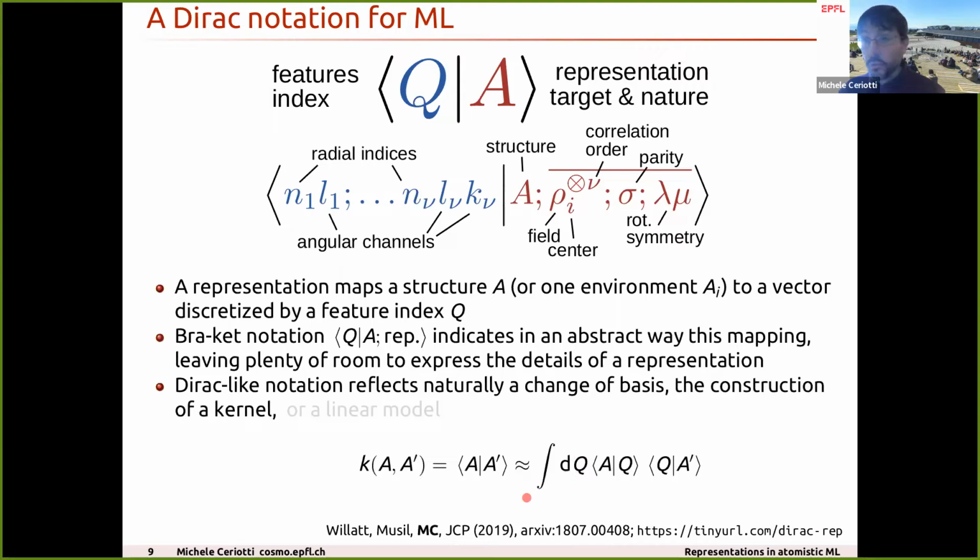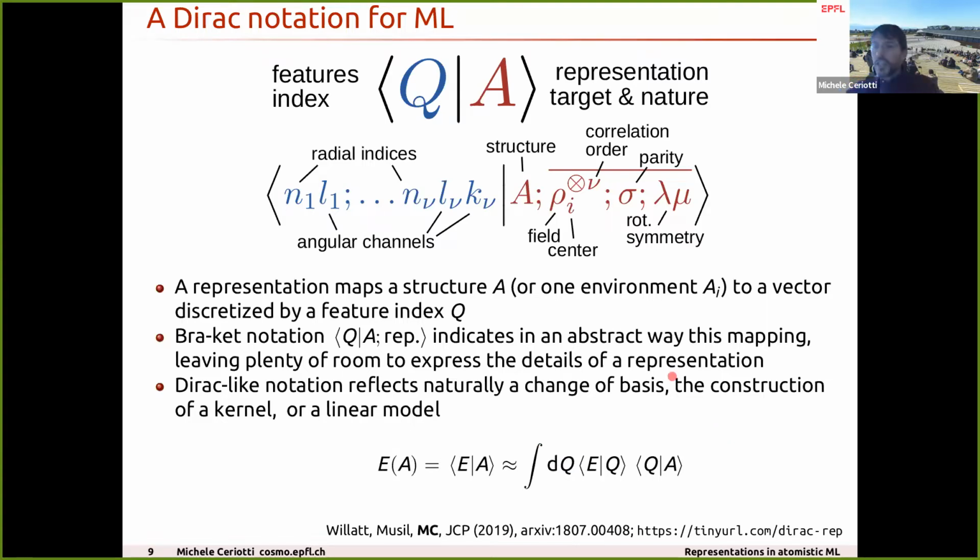Also, if you want to compute a kernel, kernels are also objects that, very much like wave functions in quantum mechanics, induce a Hilbert space that is not necessarily known explicitly, but can be approximated with a kernel trick, basically. And the construction of a kernel is basically a scalar product in which you sum over a certain index, and if you use a complete basis, the value of the kernel doesn't depend on the basis that you choose to expand your feature vectors that describe a molecule.